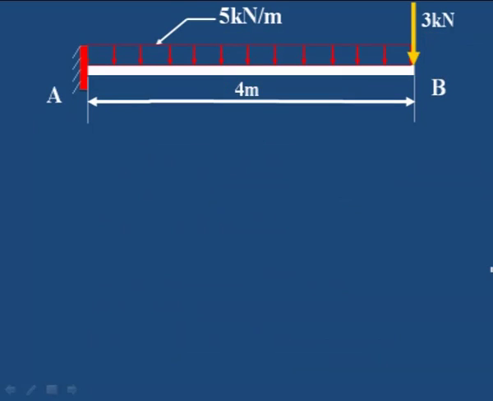Let us draw the shear force and bending moment diagram. First draw a horizontal line, then 3 kilonewton is the vertical load acting, so the vertical shear force is a vertical line of 3 kilonewton. Then whatever the value is here, we have to draw at A, and from here to here it should be an inclined line. Why is it an inclined line? Because it is a uniformly distributed load.